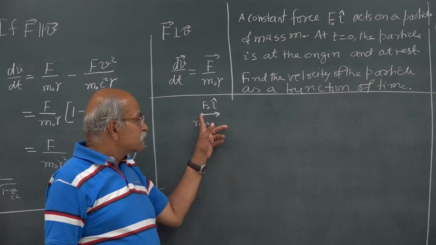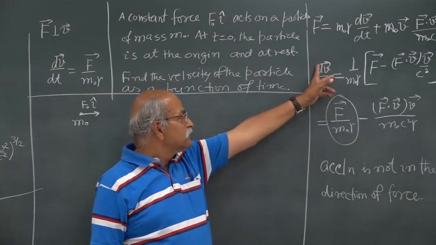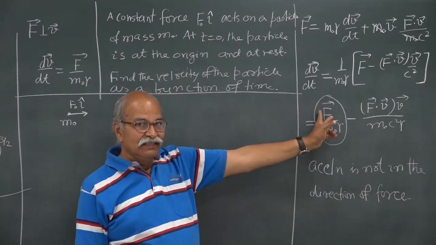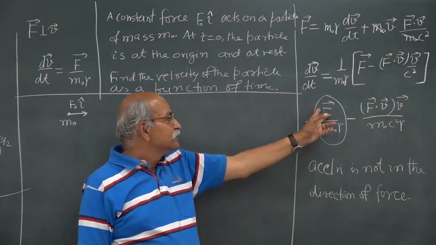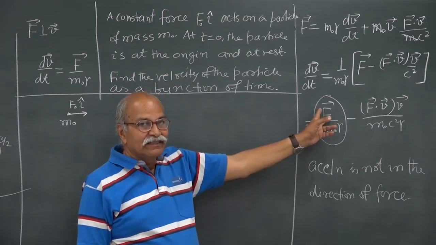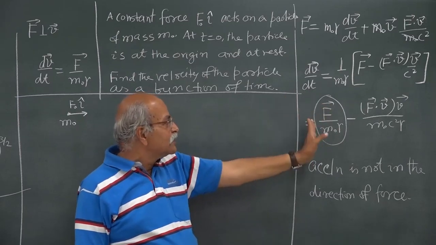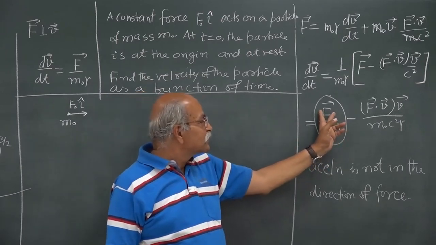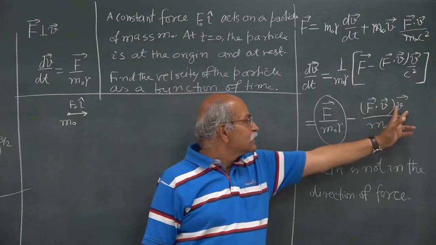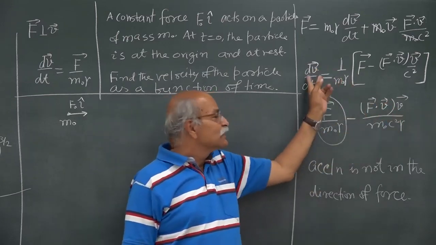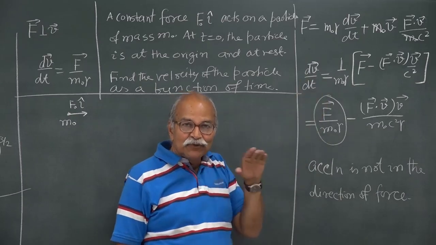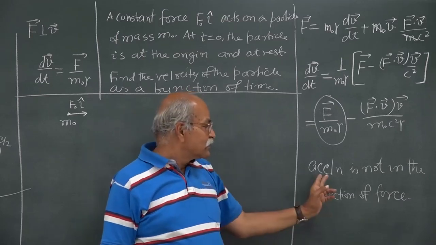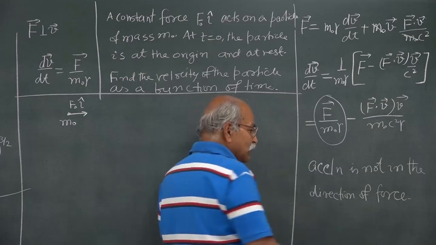Now, as I said, since it is at rest to begin with, your dv/dt is given by this. So, dv is in the i cap direction because F is in the i cap direction. So, the velocity which is produced is in the x direction, and after that there is no chance of getting any y component or z component, because the velocity is in the direction of force, and once again the same thing will happen, and therefore motion is only in the x direction. So, acceleration is in the direction of force. I wrote here acceleration is not in the direction of force, but that is in general.